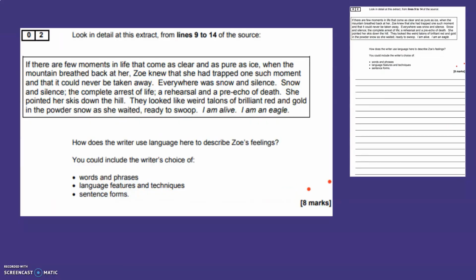This is an example of question 2, so you have a short extract. How does the writer use language to describe Zoe's feelings? And that's how many lines you have. So 2 to 3 paragraphs seems appropriate.